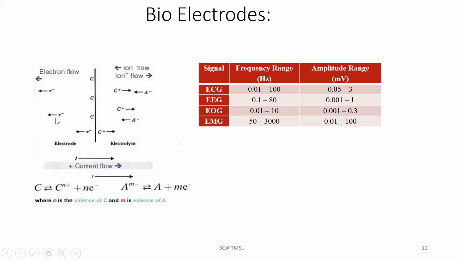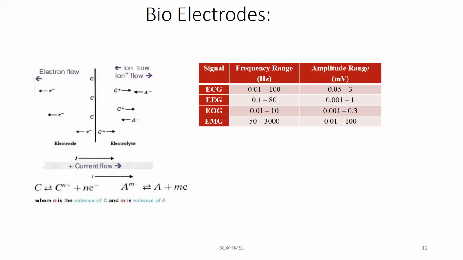Now the electrode is a combination of metal atoms, as you can see in this picture. Cations move in the electrolyte solution in the same direction as the current. But the anions move in the opposite direction of the current, because the electrode is a combination of metal atoms, but the electrolyte solution is a combination of different cations and anions.